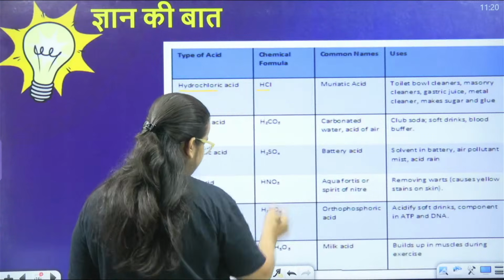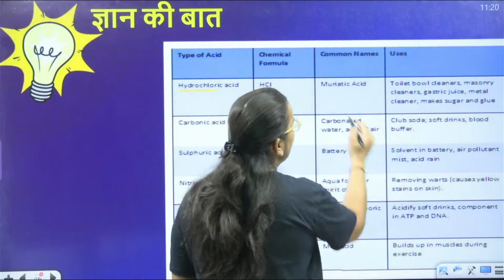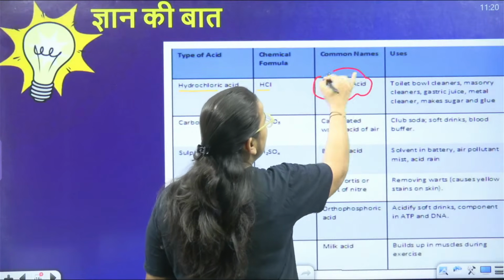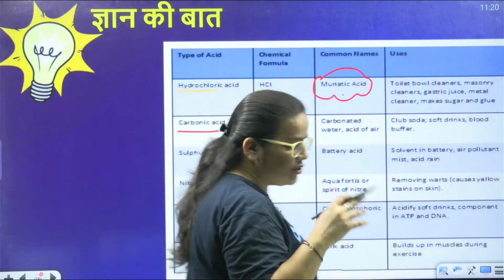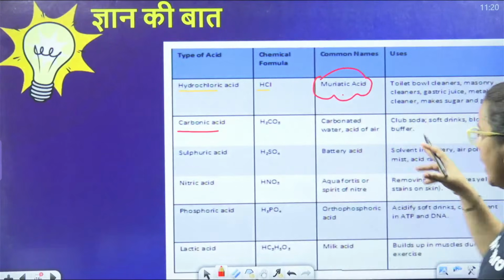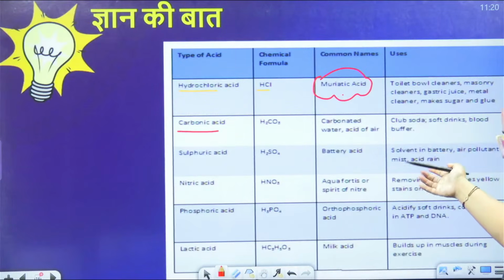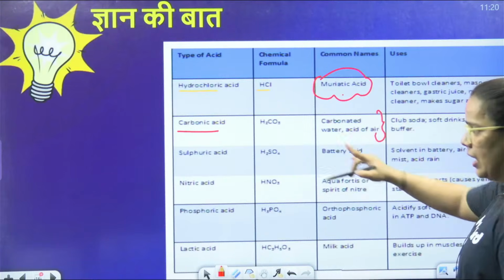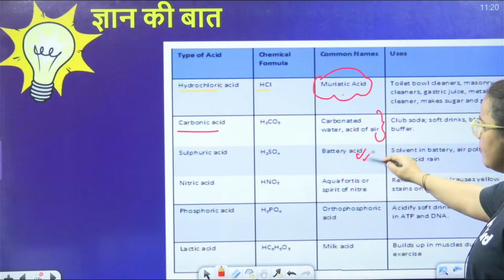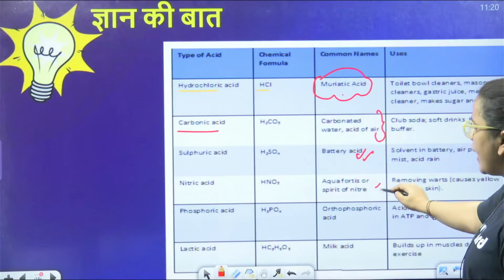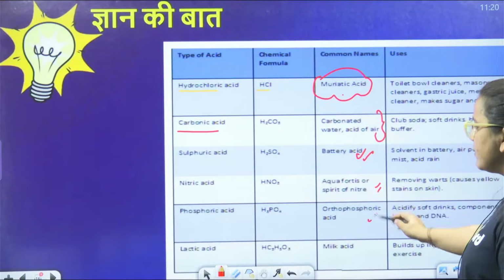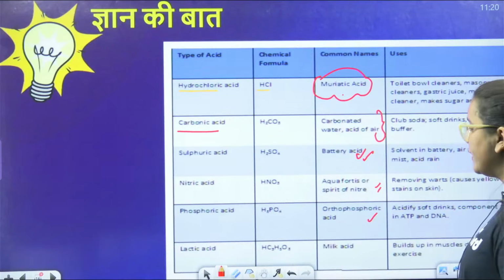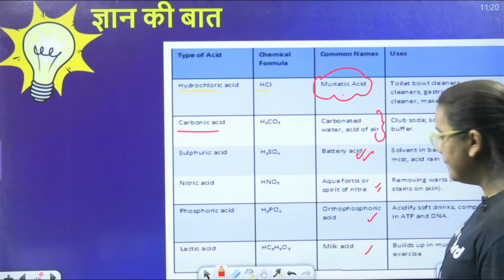Hydrochloric acid, HCl. What is the other name of hydrochloric acid? It is termed as muriatic acid. Then after, carbonic acid, H2CO3 is the formula. It is also termed carbonated water or acid of air. Sulfuric acid, call it battery acid. Nitric, aqua fortis or spirit of nitrate. Then after, phosphoric acid, termed orthophosphoric acid. Lactic acid, milk acid.